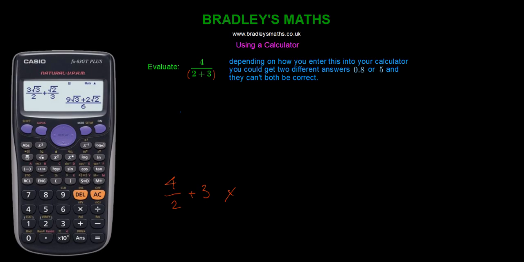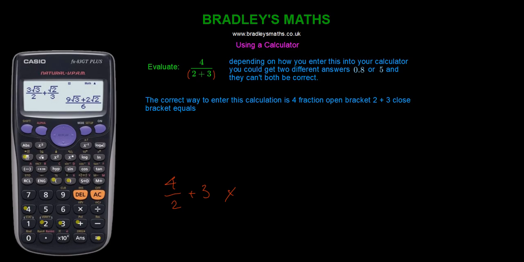So, what have I done? Get rid of that. The correct way to answer this question is like this. Now, use your calculator alongside what I'm doing. It is 4, fraction, open bracket, 2 plus 3, close bracket, equals.